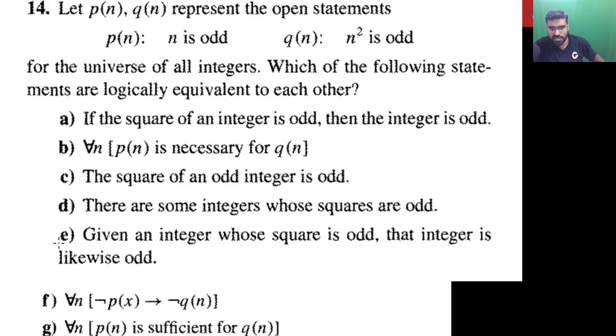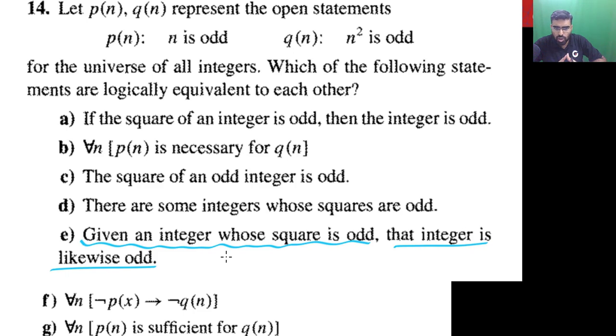Now let's see the next statement, statement E. Statement E is saying that given an integer whose square is odd, that integer is odd. Now here again, read the statement carefully and think about it. What is this statement saying?